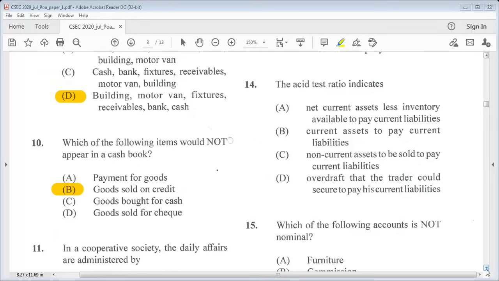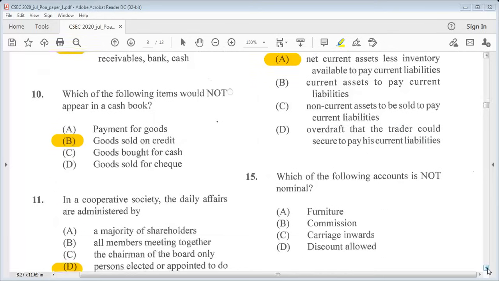And we know the formula. The formula in calculating the acid test ratio is current assets less stock, and then you divide that by your current liabilities. So current assets take away stock, divided by current liabilities. So looking at this question, what would be our answer? We know it would be A, net current assets less inventory available to pay current liabilities.